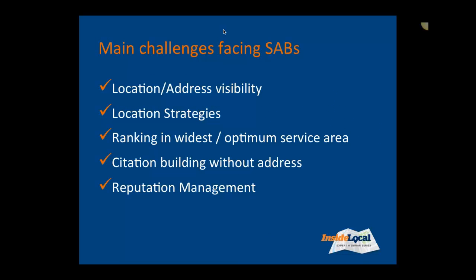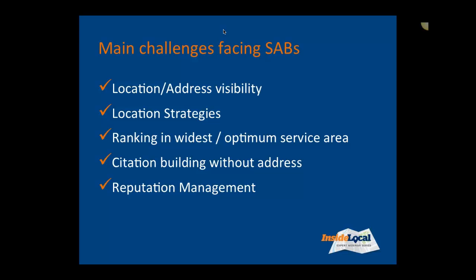Okay, so the first part was a recap of the main challenges that face SABs. There are a lot of questions and discussion online about the whole location issue. Should you hide a location? Should you not hide a location? If you hide a location, how does that impact your ranking? Does that put you on the back foot versus businesses that are prepared to openly display their location? How does that drip down into citation strategy? How does that affect your overall optimization work?